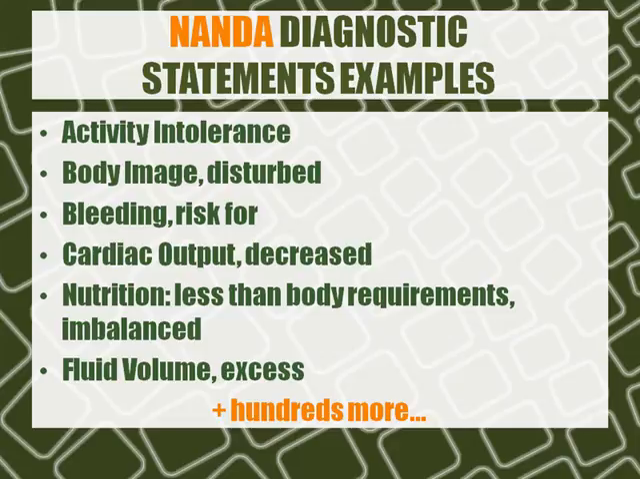If we have a patient that is on a blood thinner, such as Coumadin or heparin, then bleeding risk may be an appropriate NANDA diagnostic statement for them. If we have a patient who just had an acute myocardial infarction, then cardiac output decreased would be an appropriate NANDA diagnostic statement. An anorexic patient, nutrition less than body requirements imbalanced, would be appropriate for them. Or we could go back to our CHF exacerbation patient again, fluid volume excess would be an appropriate NANDA statement for them.